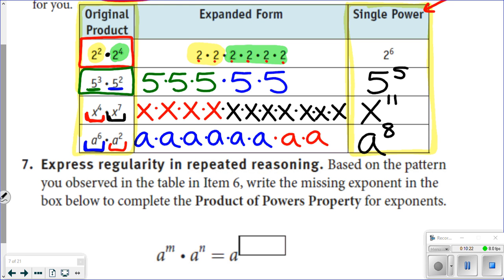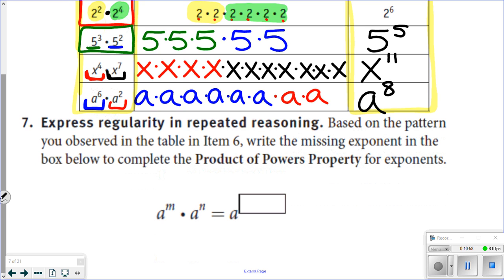We're adding them, right? 2 plus 4 gives me 6. In the second column, 3 plus 2 gives me 5. In the third column, 4 plus 7 is 11. And the last one with the A's, I have 6 plus 2 gives me 8. And notice I always keep my base, right? 2 stays the same, 5 stays the same. I still have an X and I still have an A.